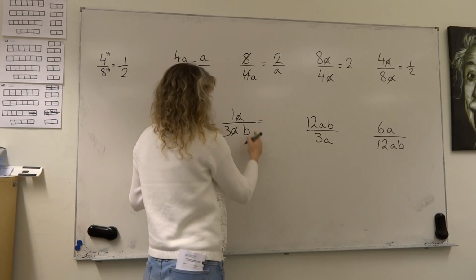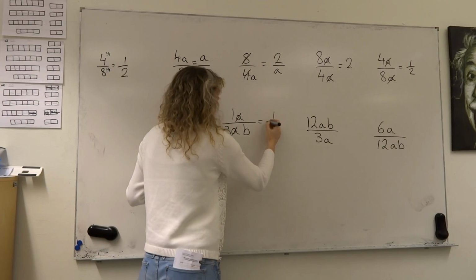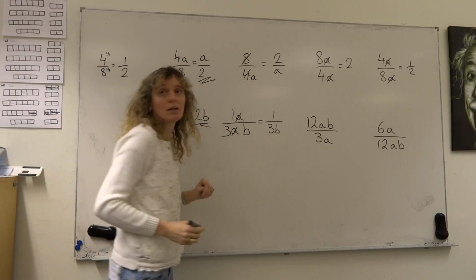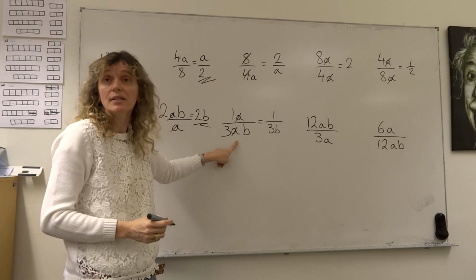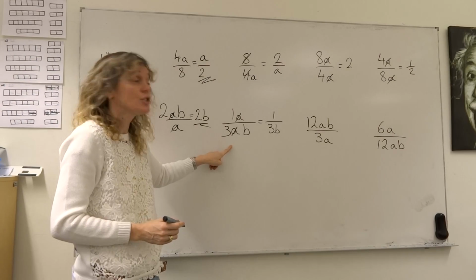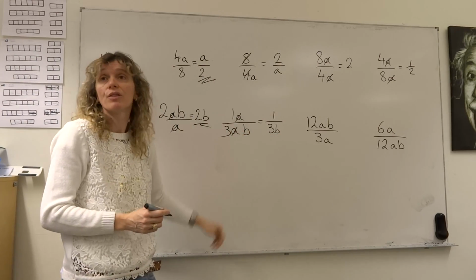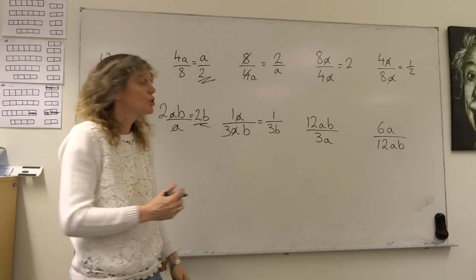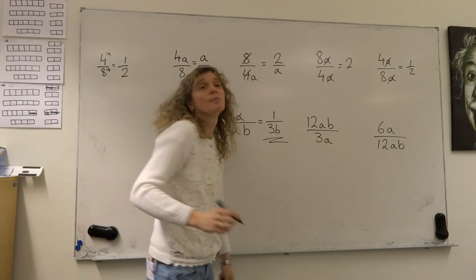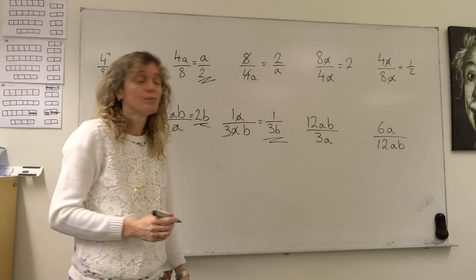So what is our simplification of this? It's 1 over 3b. And this expression looks a lot easier than this. So if I was going to do a calculation, I'd much rather do it with 1 over 3b than a over 3ab. So you should always try to get your terms in the most simple form.